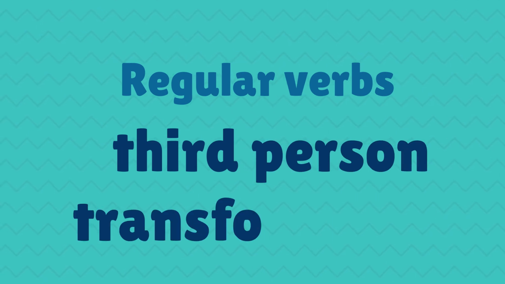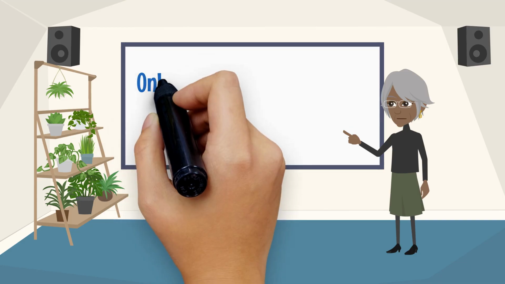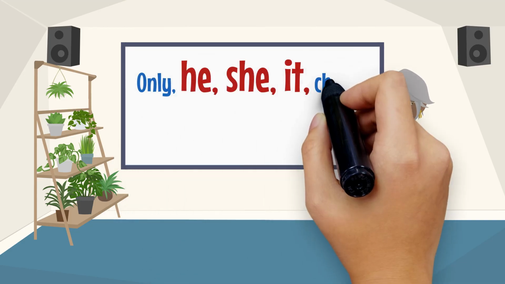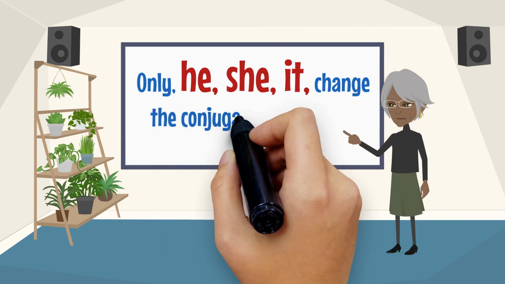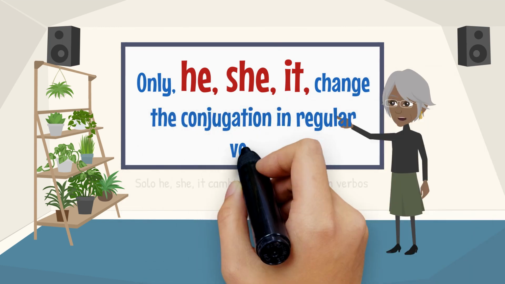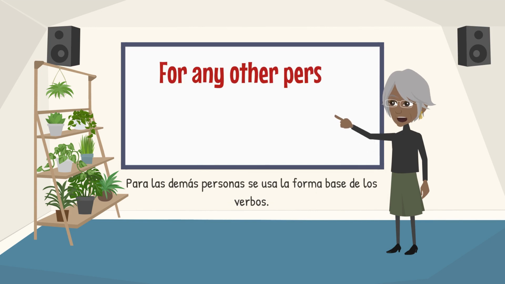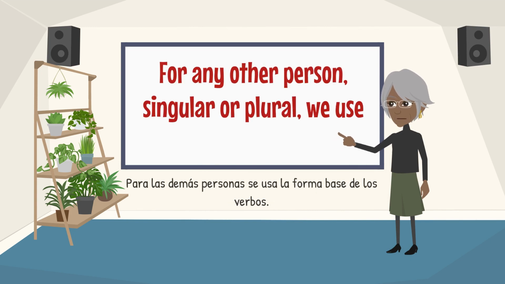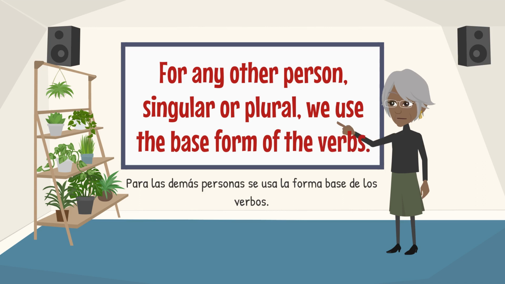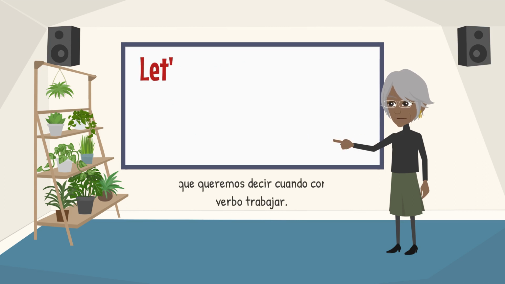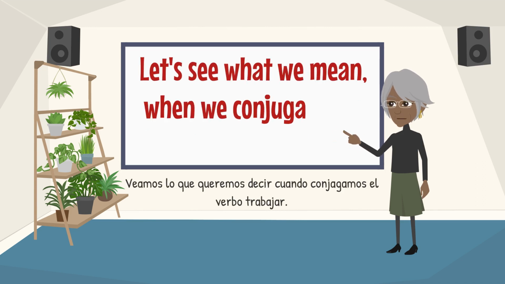Third person transformation. Only he, she, it change the conjugation in regular verbs. For any other person, singular or plural, we use the base form of the verbs. Let's see what we mean when we conjugate the verb work.